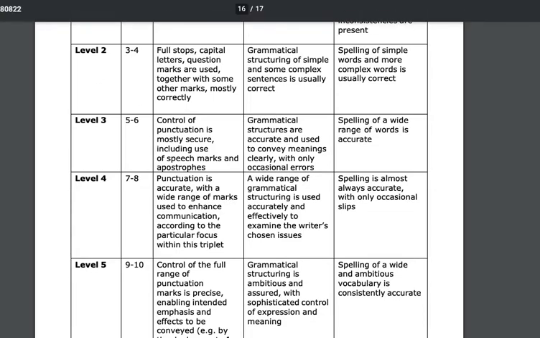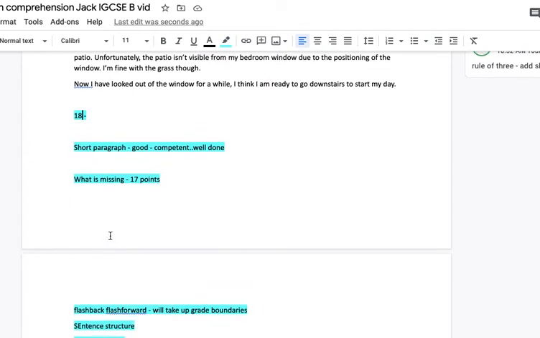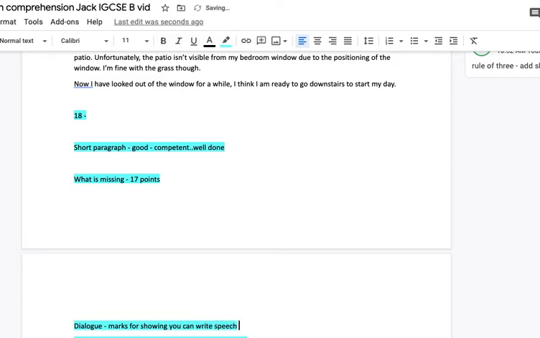Yeah, I'm just going to add here, you need some dialogue. Dialogue, you're going to get marks for that. Your marks for showing you can write speech. So add some dialogue. You can say, I said to myself, comma, dot, dot, dot, and then you've got the dialogue bit. Okay, good. Let's go back.